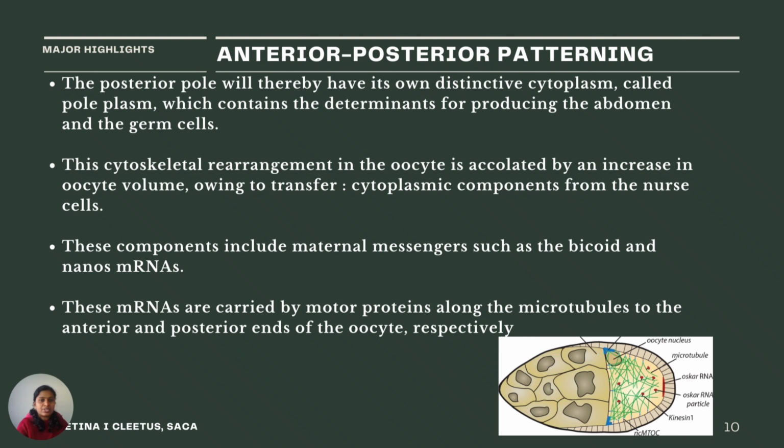This cytoskeletal rearrangement in the oocyte is accelerated by an increase in the oocyte volume owing to the transfer of the cytoplasmic components from the nerve cells. These components include the maternal messengers such as bicoid mRNAs and nanos mRNAs, which are transported by the motor proteins along the microtubules towards the anterior end and the posterior end of the oocyte respectively.